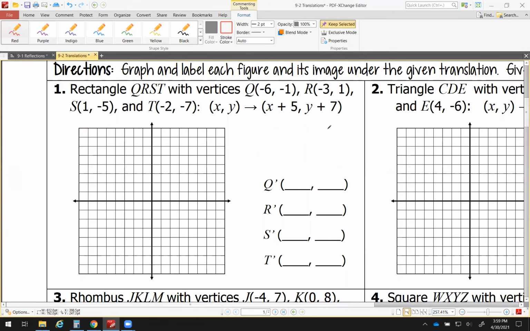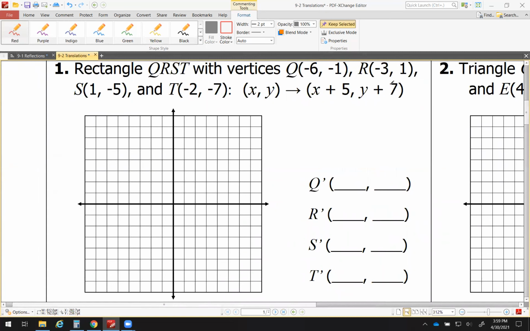Okay, so for number 1 here, we're going to go ahead and plot these points: (-6, -1). That's right there. That's Q. (-3, 1). That's going to be R. S is (1, -5). 4, 5. There's S. And T is at (-2, -7). There's T. And I'll connect those dots so that we have a nice, pretty rectangle.